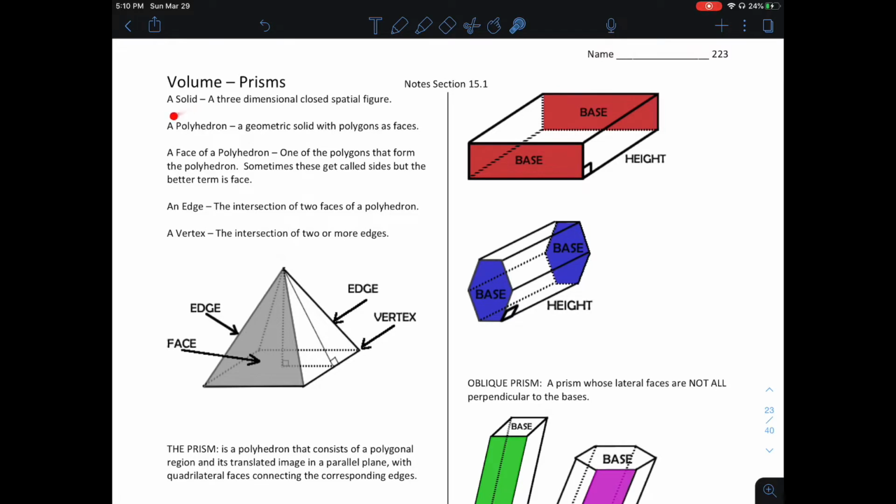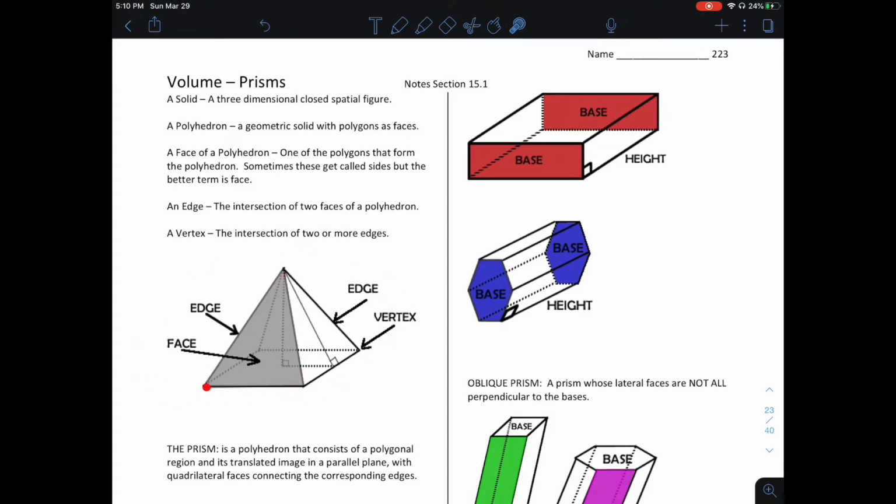First of all, what's a solid? That's a 3-dimensional closed spatial figure. Think of a box as a solid, a box with a top. A polyhedron, a geometric solid with polygons as faces. So here's an example down here of a polyhedron.